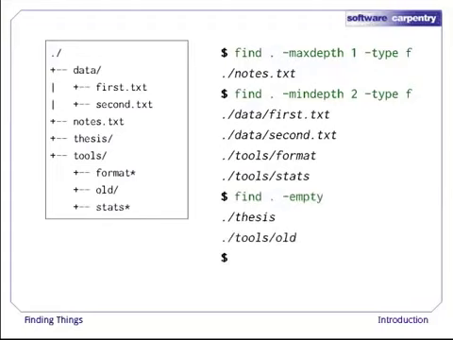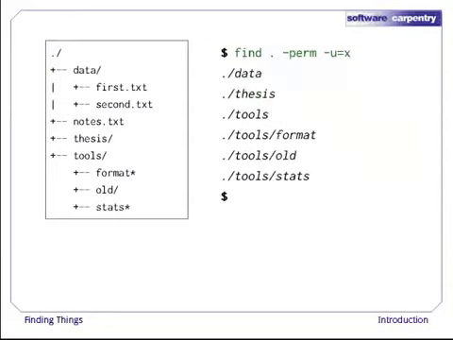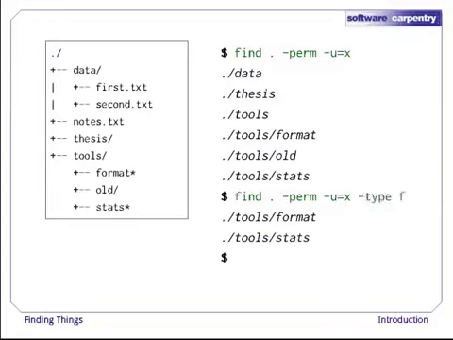And here's another option, -empty. This restricts matching to empty files and directories, of which we have 2. We can search by permissions too. Here, for example, we can use -perm -u=x to find both files and directories for which the user has X permission. Combine this with -type f to exclude directories, and voila, a list of runnable program files.